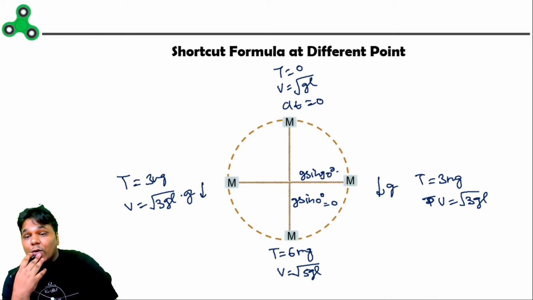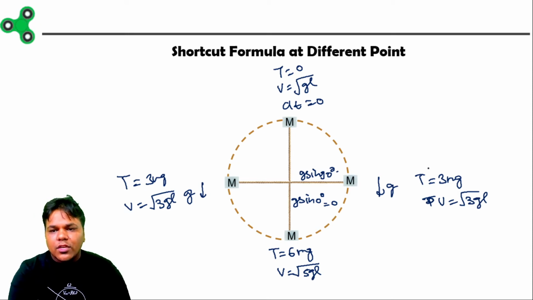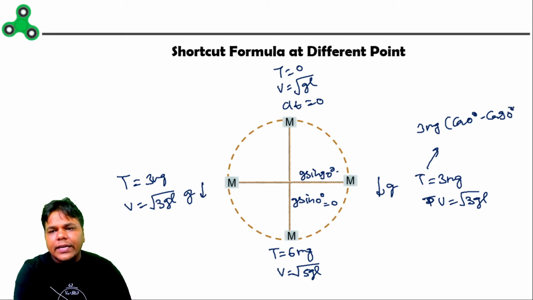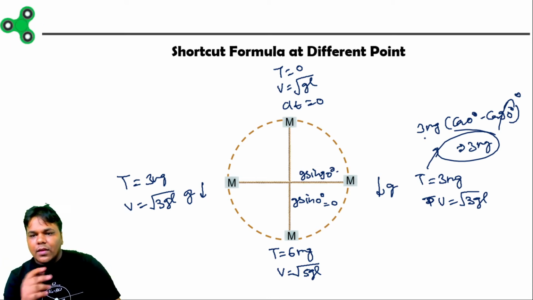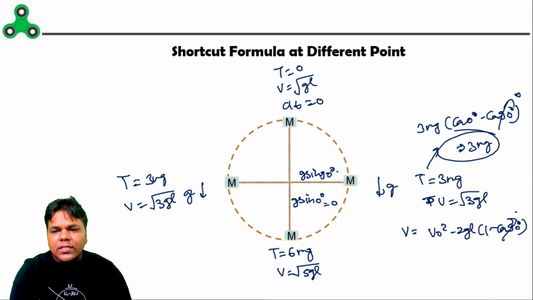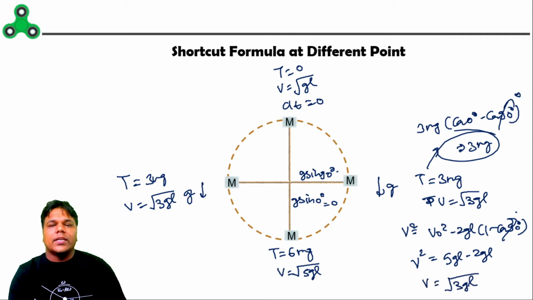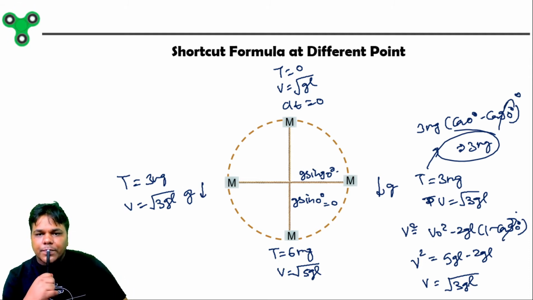You may ask, sir, how did you calculate it? I can tell you. Tension you can calculate as 3 mg (cos theta 1 minus cos theta 2). So at this point, 3 mg (cos 0 degree minus cos 90 degree). This is 0, so the answer will be 3 mg. What about the velocity? V square is equal to V naught square minus 2gL (1 minus cos 90 degree). Cos 90 is definitely 0. So it will be 5gL minus 2gL, which is v square. So v is equal to under root 3gL. That is my point. Get it?